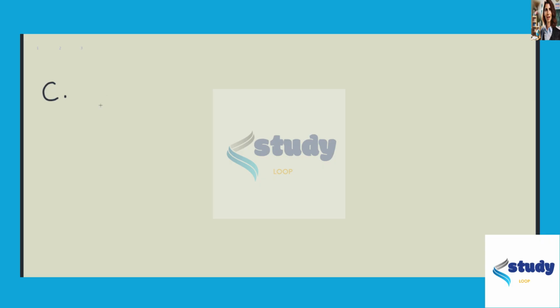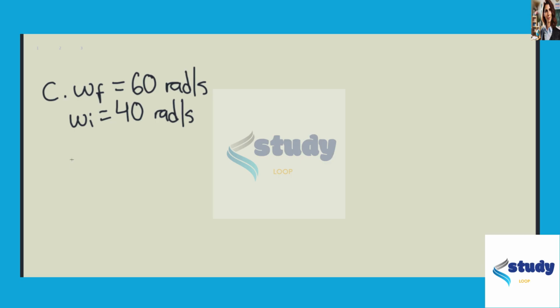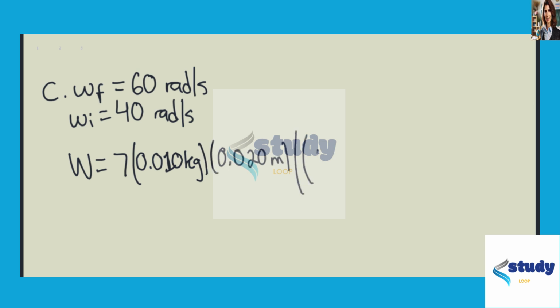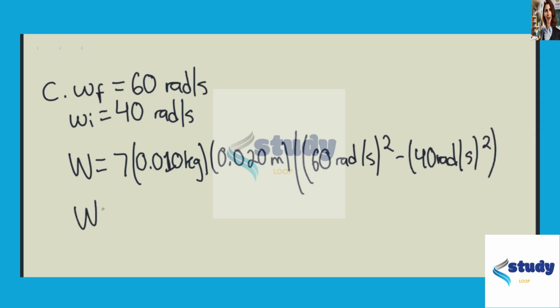For part C, we have omega final equals 60 radians per second, omega initial equaling 40 radians per second. We can solve again. The work would be equal to 7 times 0.010 kilograms multiplied by 0.020 meters multiplied by (60 radians per second) squared minus (40 radians per second) squared. Close parentheses, the work done here is going to be 56.0 times 10 to the -3rd joules.